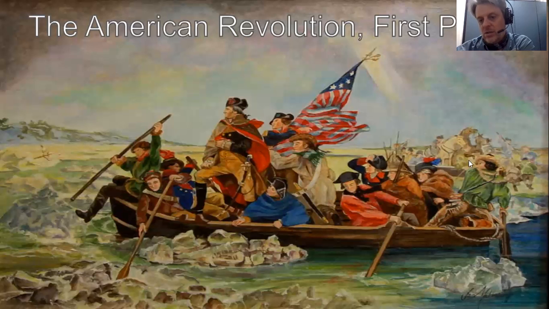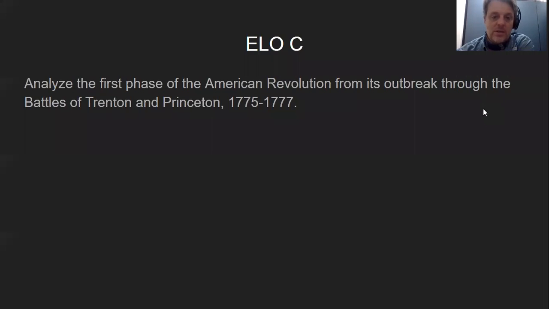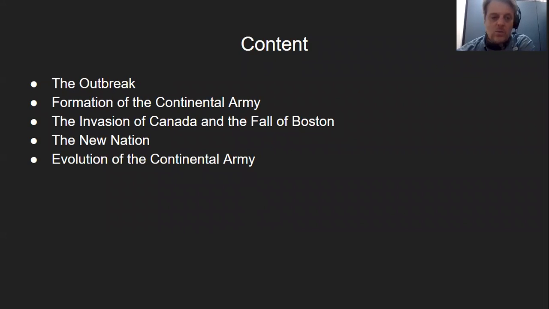You see back here where he was taking the horses. Horses all freaked out about being in the boat. But he took his entire army across there. So a little bit of what we're going to talk about today: how the war started, formation of the Continental Army, a couple of the battles, and how the Continental Army kind of evolved.